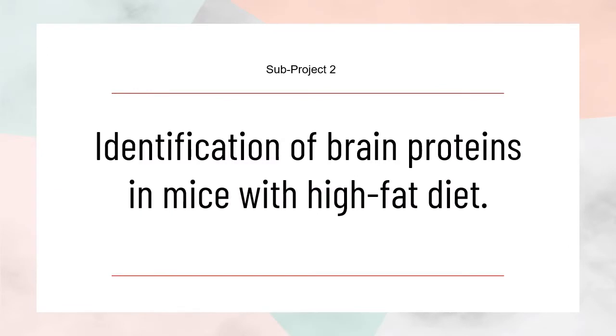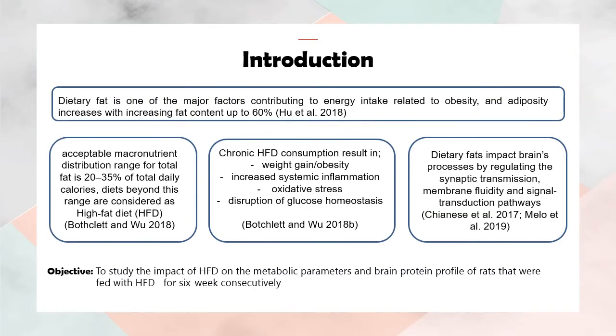Now, I would like to bring your attention to our second sub-project, which is the identification of brain proteins in mice with a high-fat diet. Dietary fat is one of the major factors contributing to energy intake related to obesity. The acceptable macronutrient distribution range for total fat is 20 to 35%, so beyond this is already considered a high-fat diet.